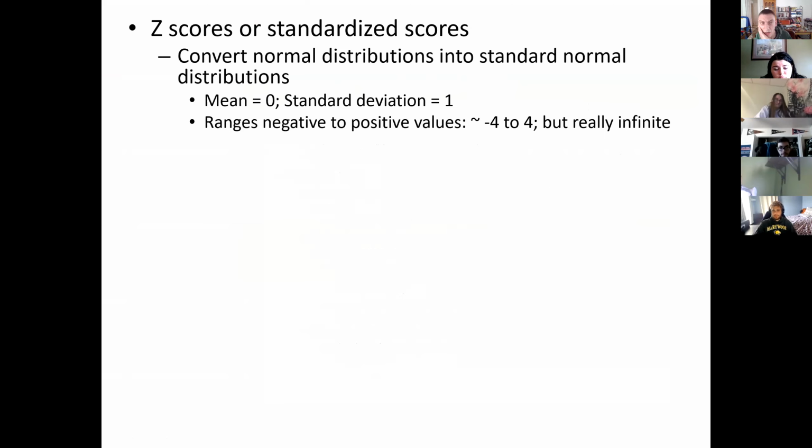Sometimes there is a good reason that you would want to what's called standardize scores. A standardized score is a Z-score. A Z-score is a standardized score. They mean the same thing. Okay, so when you standardize scores, you are making it so that they are always going to be on the same scale, and they are always going to have a fixed mean and a fixed standard deviation.